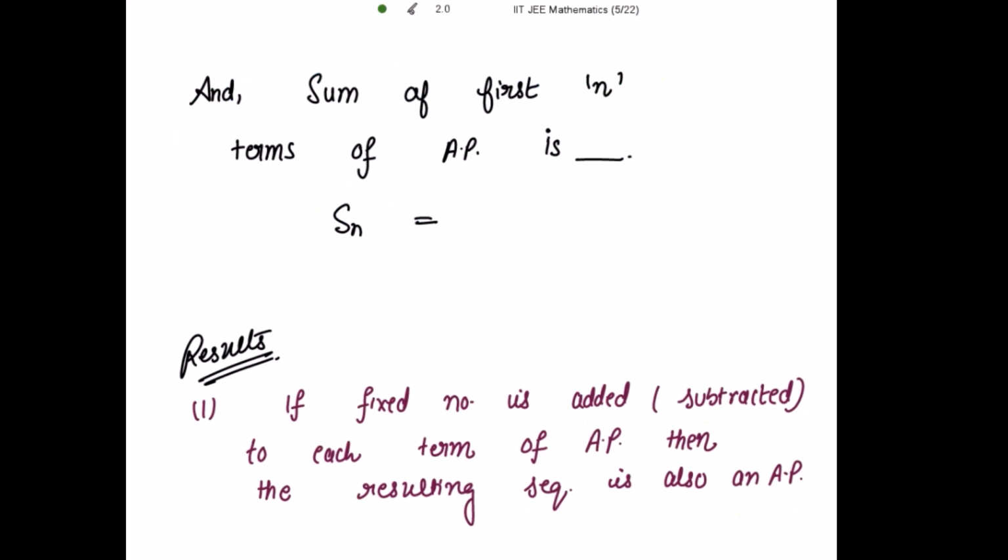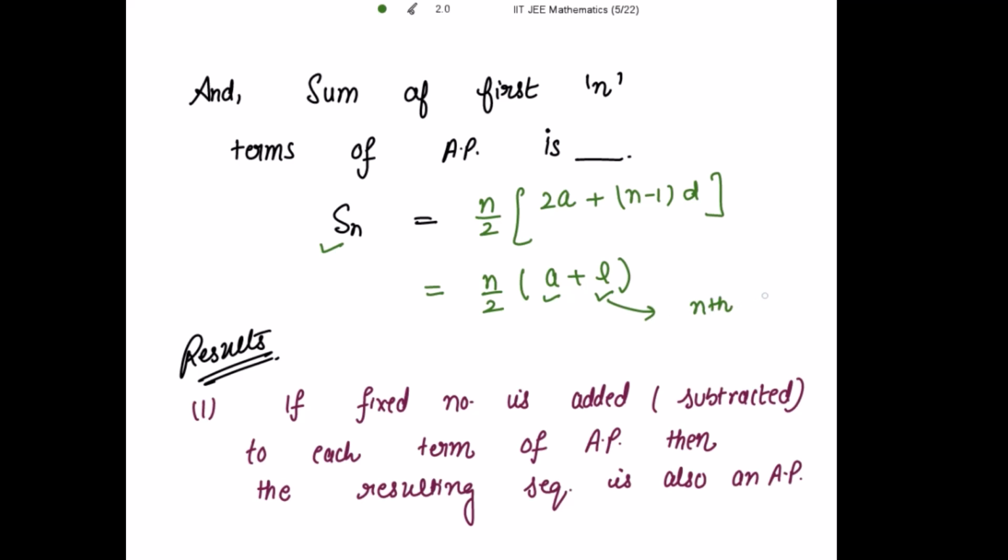Then the sum of the first n terms of AP is denoted by Sn. That can be calculated as n divided by 2 into twice a plus n minus 1 into d. That is equal to n divided by 2 into a plus l, where a is the first term and l is the last term, that is the nth term of AP. You can calculate the sum either from this or from this.